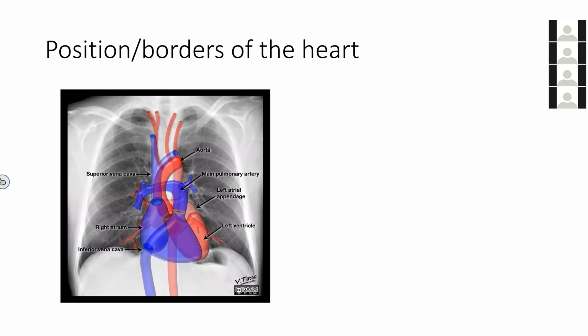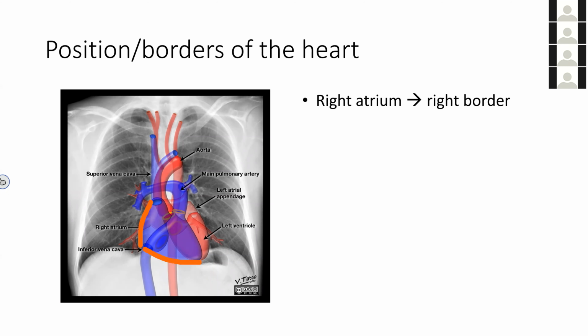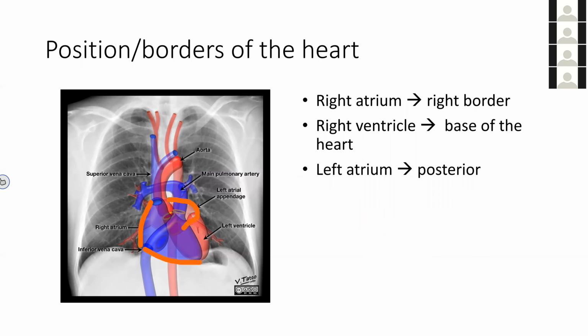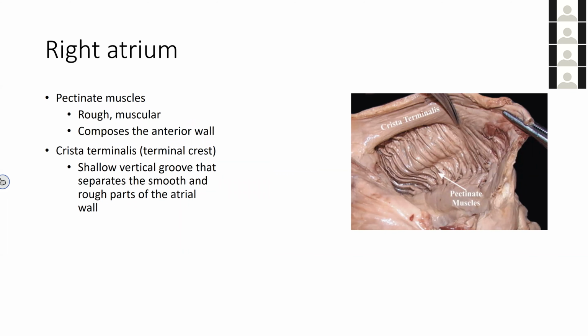So you've got the right border, the left border, the right ventricle; the left atrium is more posterior, and the left ventricle is the left border and apex. This is a little bit more detailed. You've got the right atrium with the pectinate muscles and the crista terminalis, and you can see that in the diagram. I'm not going to go into details, just a bit of anatomy.